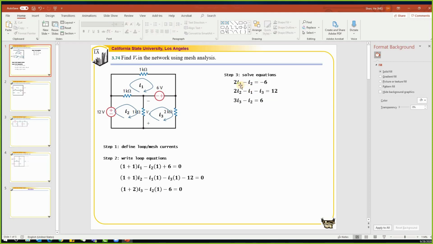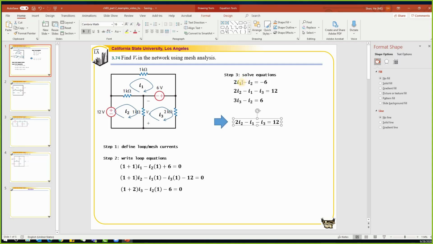So from the first equation, we can find I2 in terms of I1. So I2, that is equal to 2I1 plus 6. So we plug this back into the second equation. So replace I2 by 2I1 plus 6. And from the last equation, we find a relationship between I2 and I3. And we replace I2 by I3. So I2, that is equal to 3I3 minus 6.